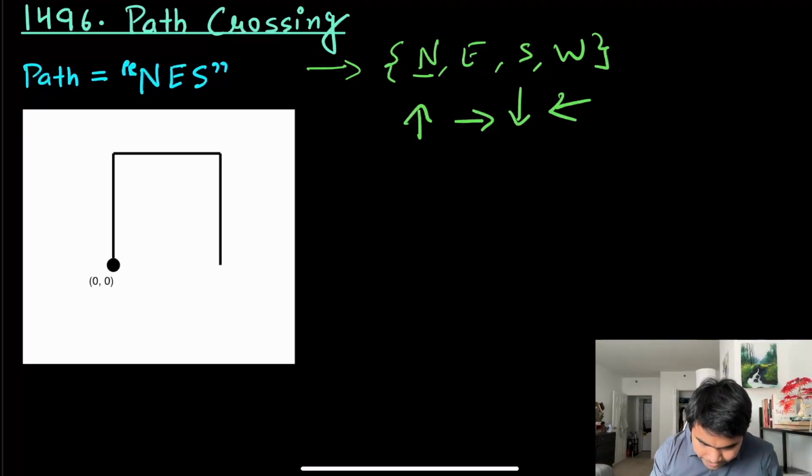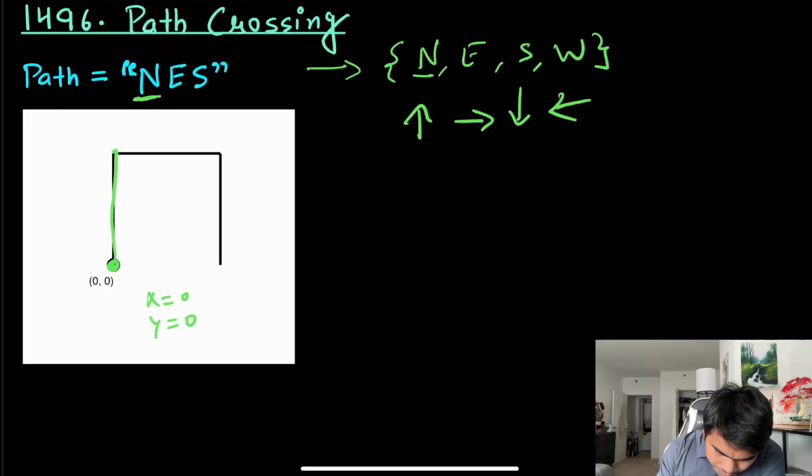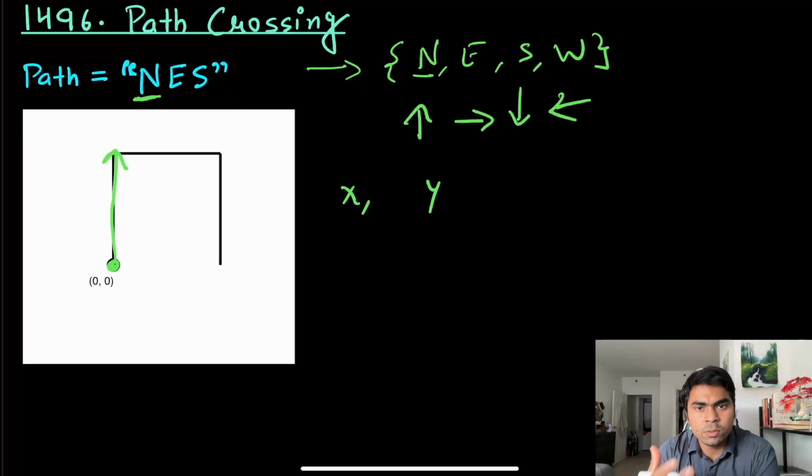Now on our 2D plane, we are going to start at basically (0, 0). So X is 0 and Y is 0, right? Now because our first character is N, we're going to go one unit up. I think it would be better if I just declare my X and Y variables right here. Let's just solve it. We are understanding the problem, but let's solve it also.